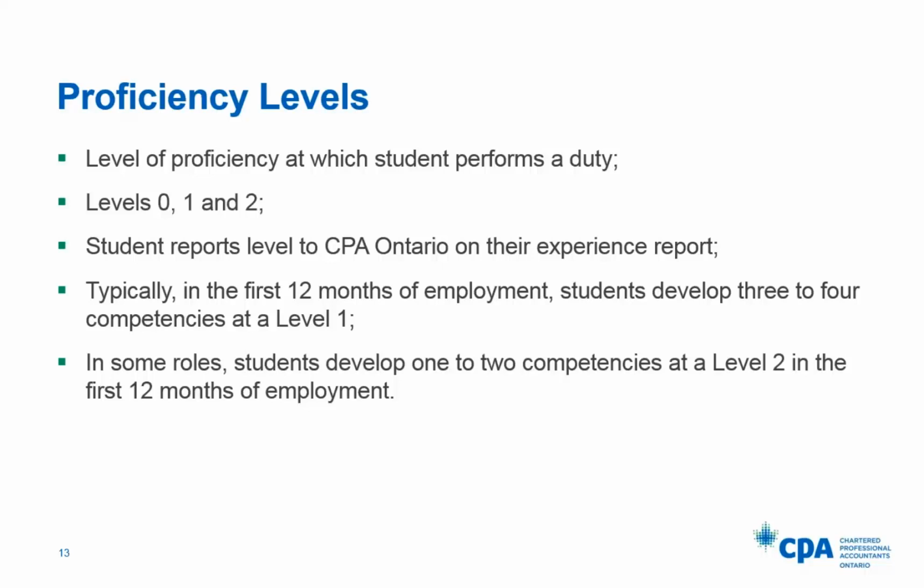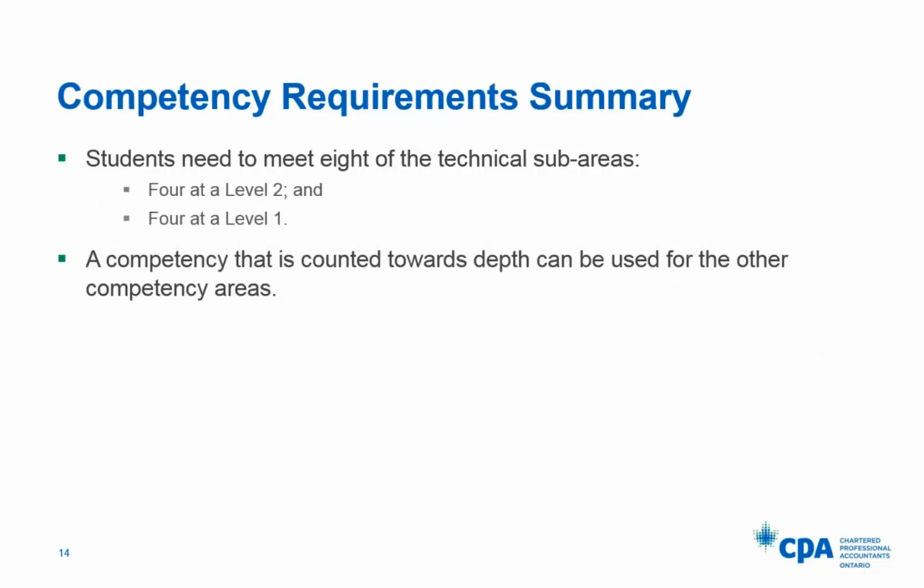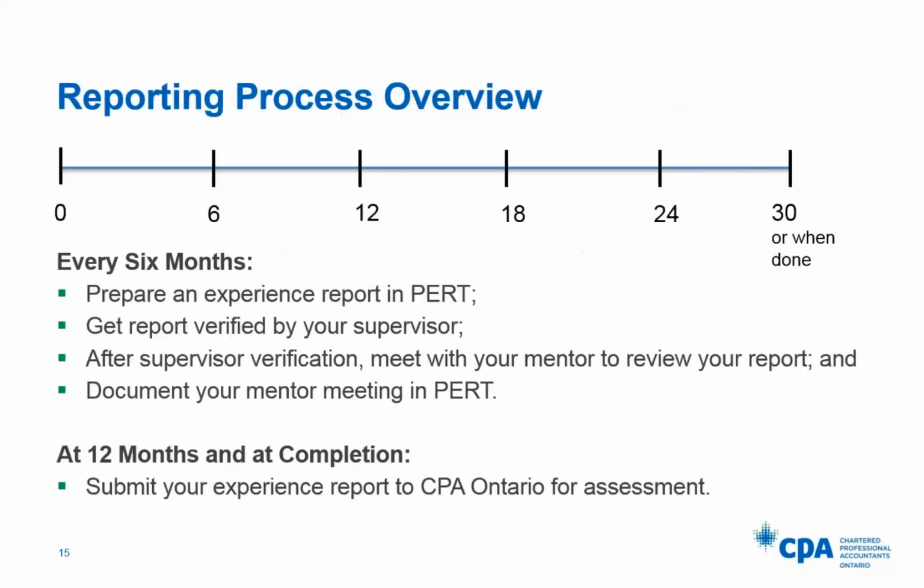Okay, so again, this is just another summary. Want to make sure that you're looking at 4 level 2s and 4 level 1s. Okay. So I just want to quickly review the reporting process. I think there's some confusion as well for students in terms of, when do I really need to report?